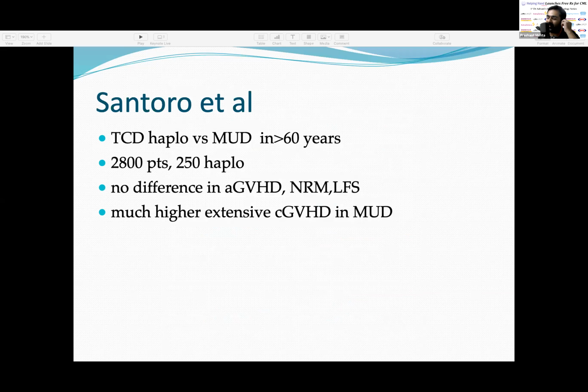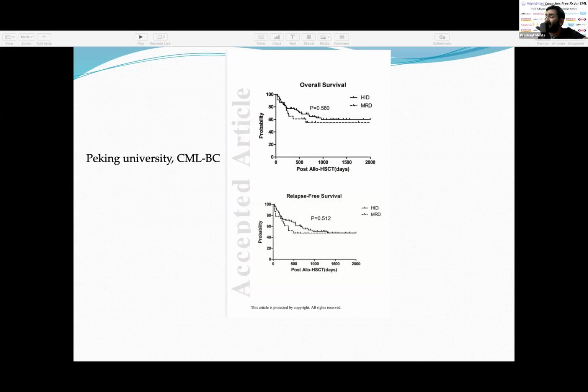Another study with the TCD, the T-cell depleted haplo versus MUD in patients more than 60 years, the GVHD rates were not different, but extensive chronic GVHD was much more with the unrelated donor transplant versus haplos. And this is data from Peking University in CML BC. I could not find much data for CML BC. It's pooled in with the myeloid malignancies mostly. The overall survival and RFS is again similar in the Peking University data. This is the GIAC strategy, not the PTCY.